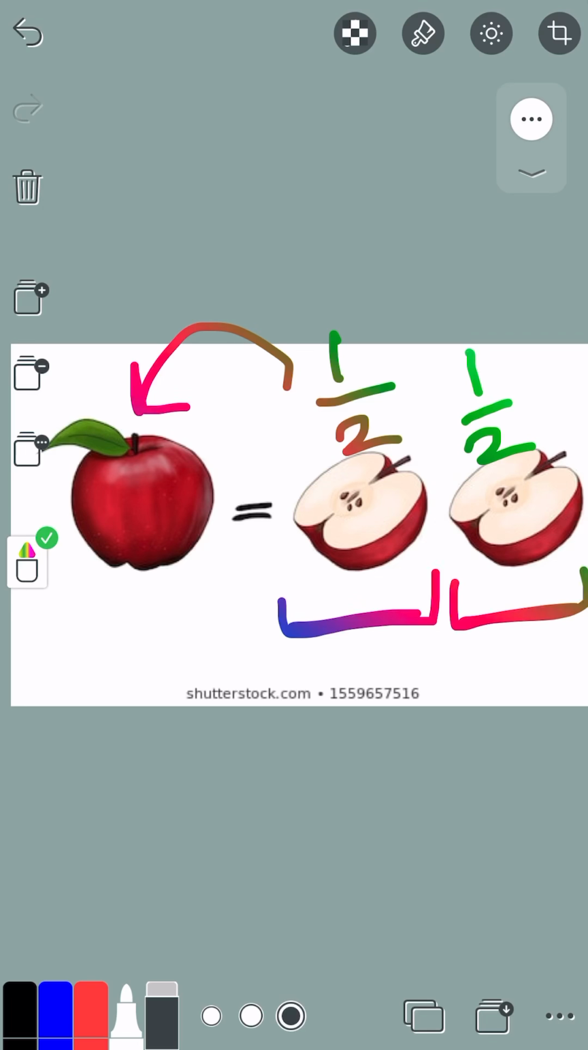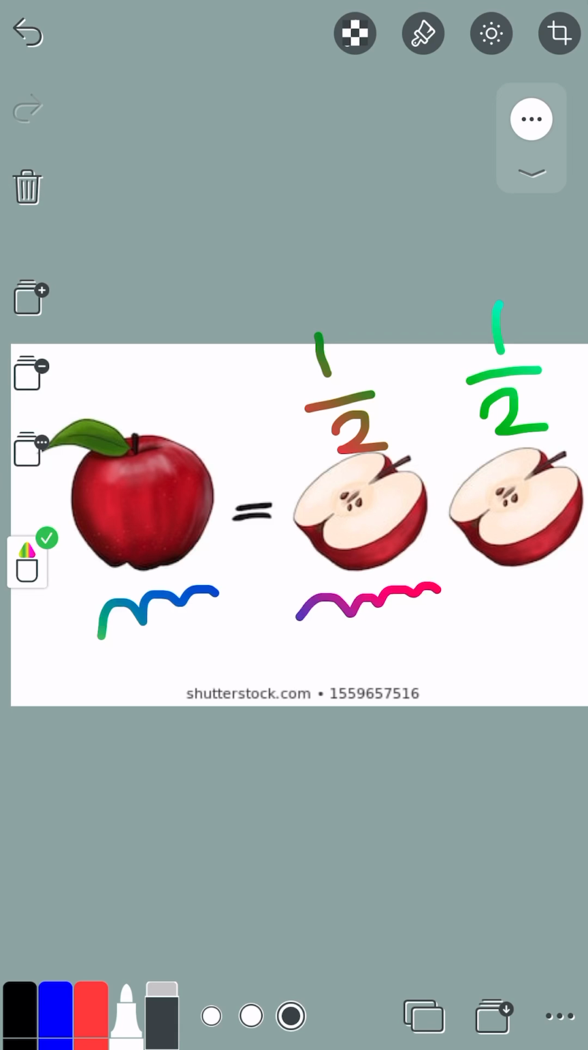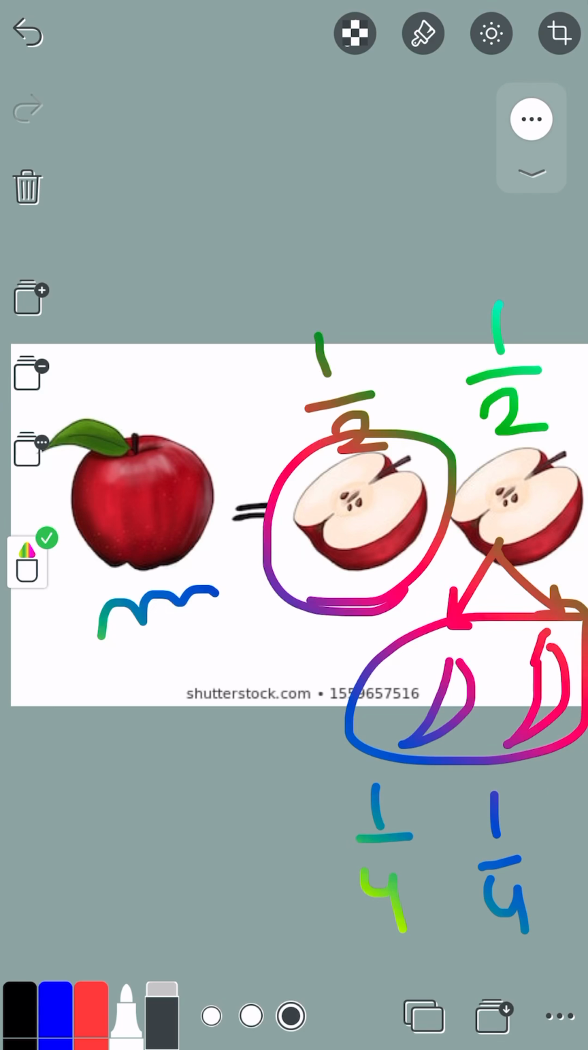Now if I want to cut this apple into two equal parts, two halves, and I decide to eat the first half as it is, as one piece, but the second half I decide to cut into quarters. Each quarter is 1/4. So here I have 2/4 and they equal 1/2.